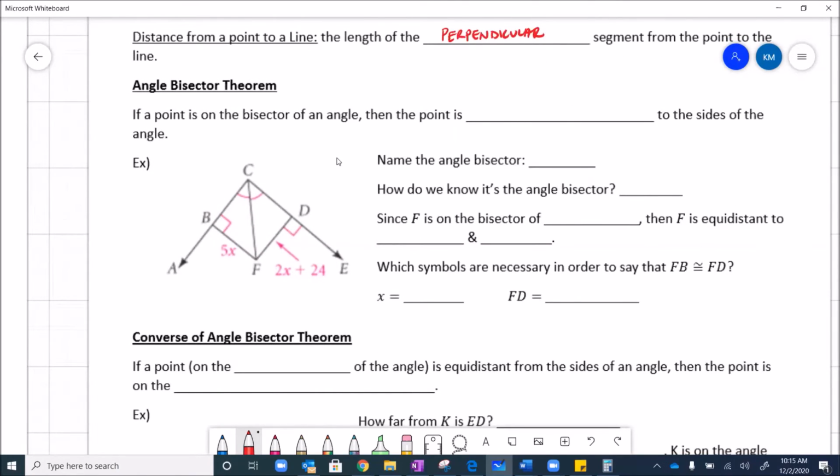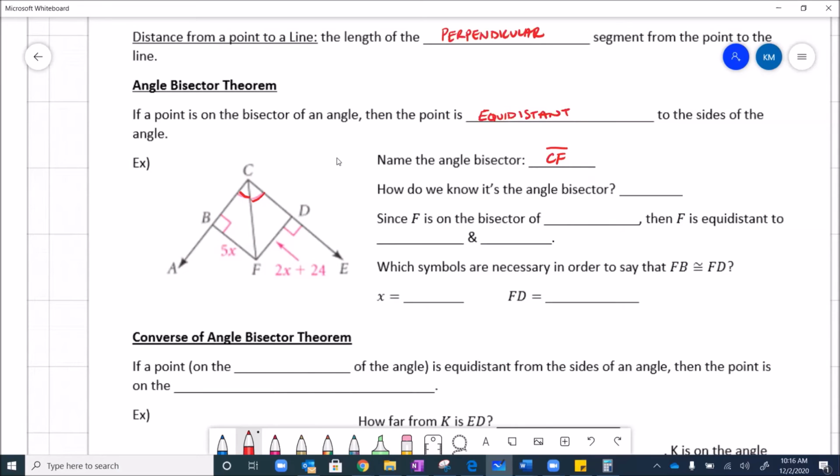The angle bisector theorem says if a point is on the bisector of an angle, then the point is equidistant to the sides of the angle. Again, when we talk about distance, we're talking about 90 degrees. In this diagram it says name the angle bisector. This angle is being bisected, and we can tell because the angles are congruent. CF is the line that splits that angle, so CF must be the angle bisector. We can call it a ray or a line; I'm just going to call it a line.